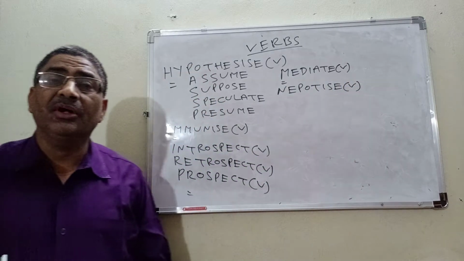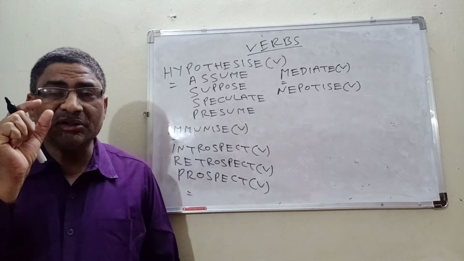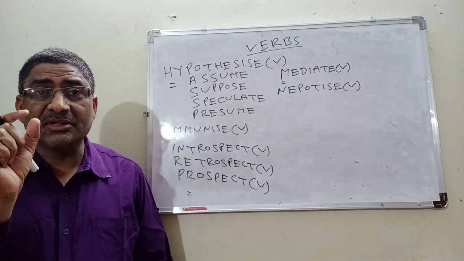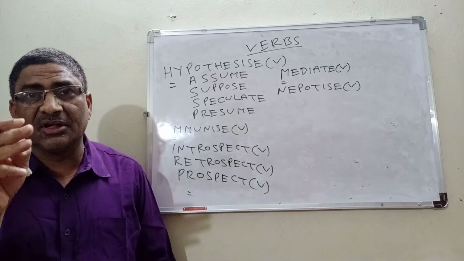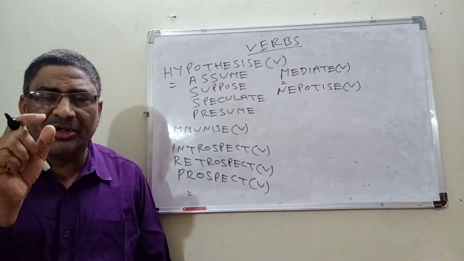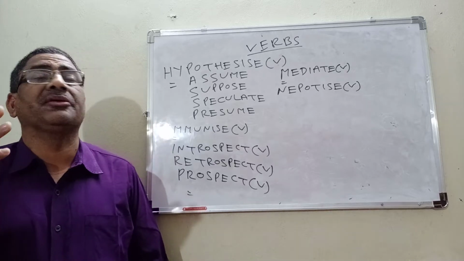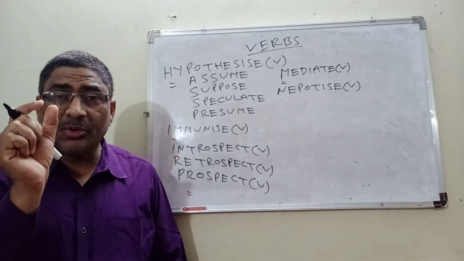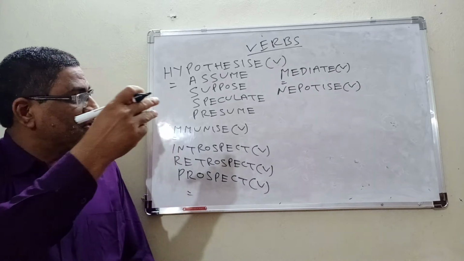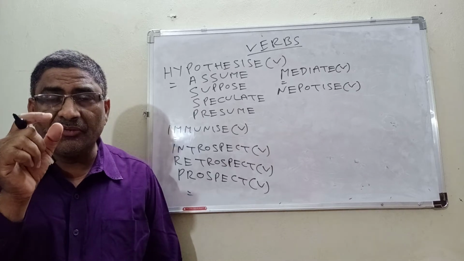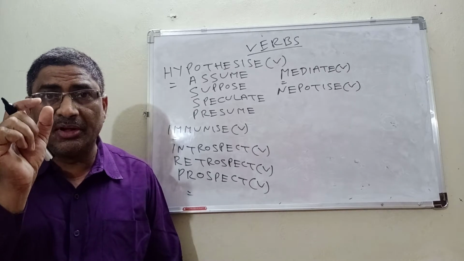Nepotize. There is a word called nepotism. What is nepotism? Excessive favor shown by a person in power to his persons and relations. If a person misuses his power for the benefit of his friends and relations, that's called nepotism. Nepotism is a noun. Nepotistic is an adjective. Nepotize is a verb. So what is a nepotize? To use the power for the benefit of his friends and relations.